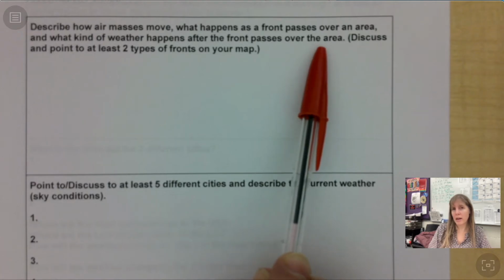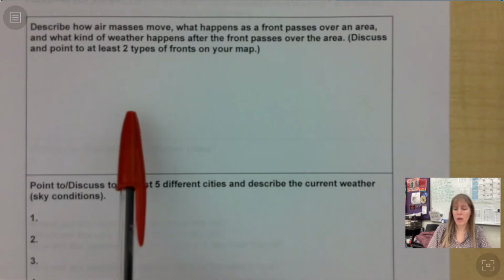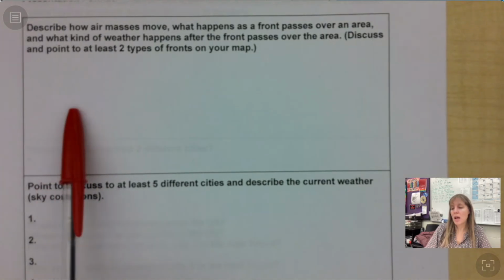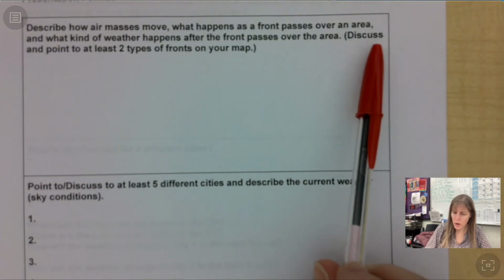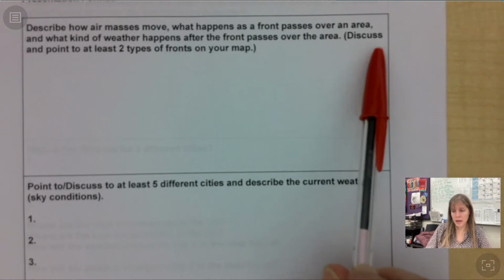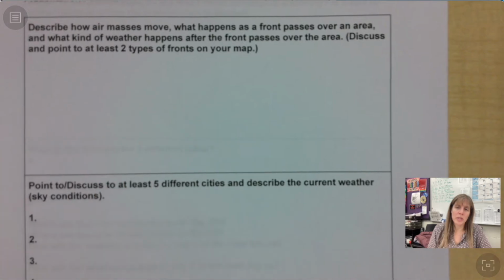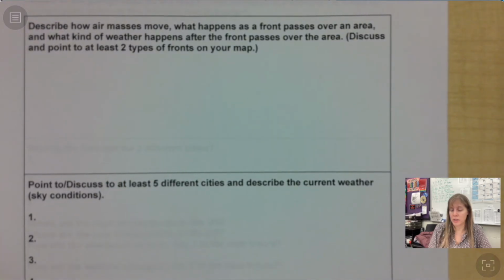So remember, there's an air mass behind each front. If it's a warm air mass, then of course it's bringing warmer weather. If it's a cool air mass, it's bringing cooler weather. So when you're presenting, you want to discuss and point to at least two types of fronts on your map. You could also be talking about stationary or occluded fronts.